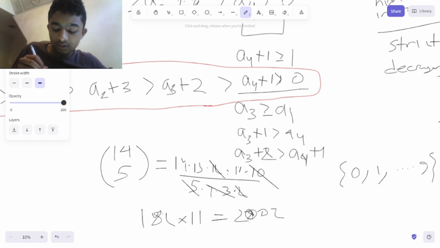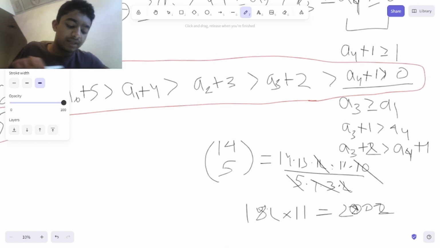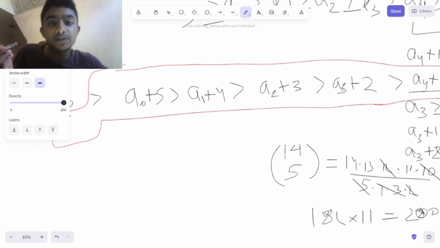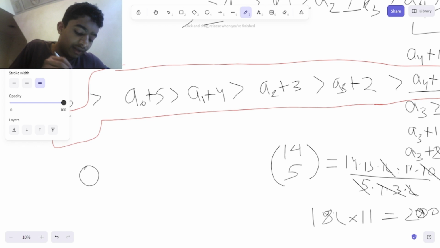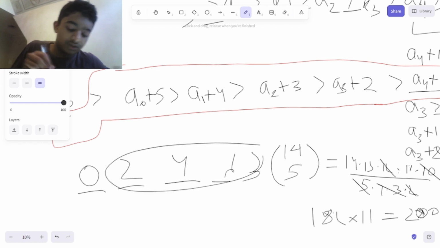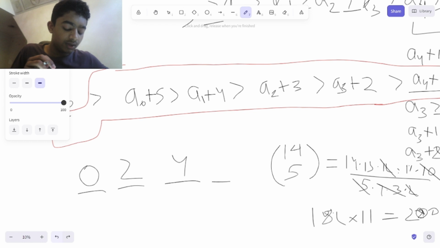Is that our answer? Well, not exactly, because we have to make sure to account for the edge cases. For example, we can't have any five-digit positive integer that starts with 0, right? Let's say it was like 0, 2, 4. This is not decreasing, but let's say we had this. Then this would be a 3-digit positive integer, right? Or a 4-digit positive integer. So we have to make sure it doesn't start with 0. So let's look at the restriction.